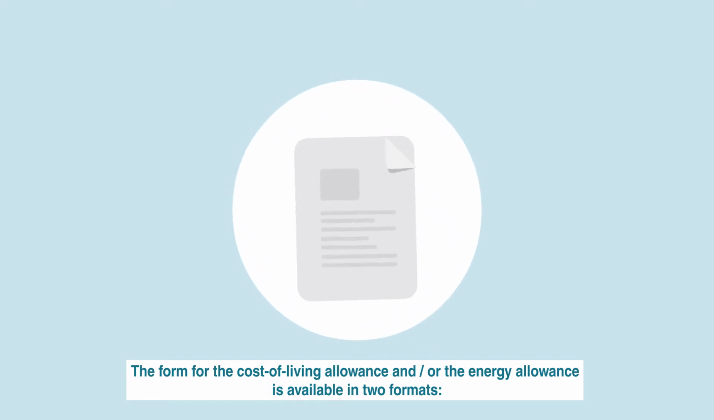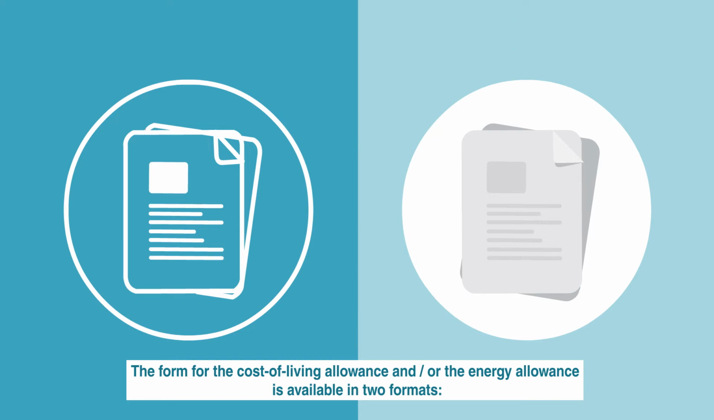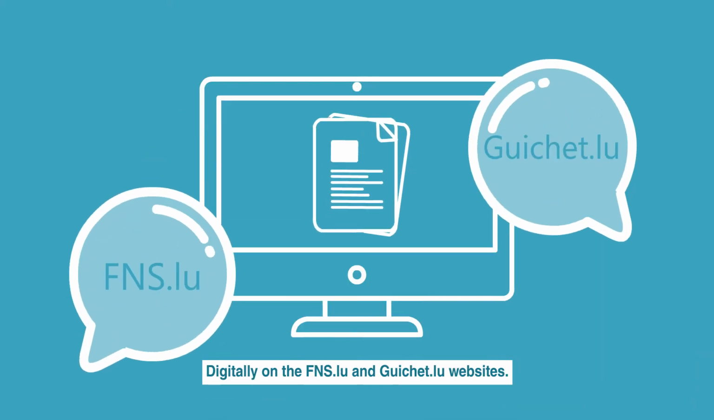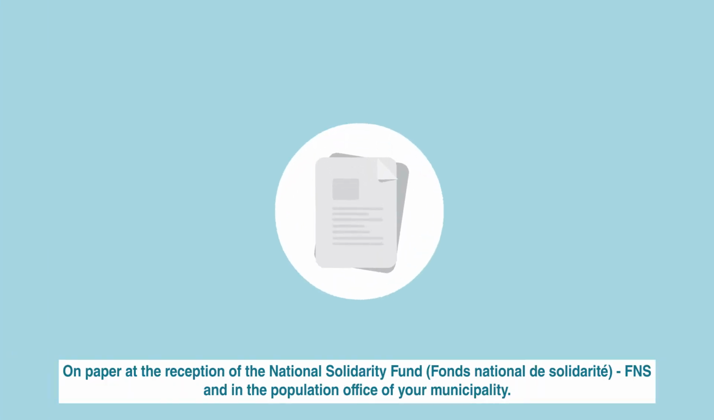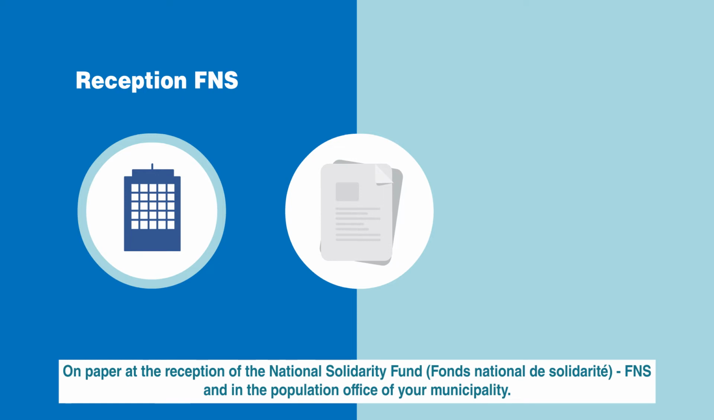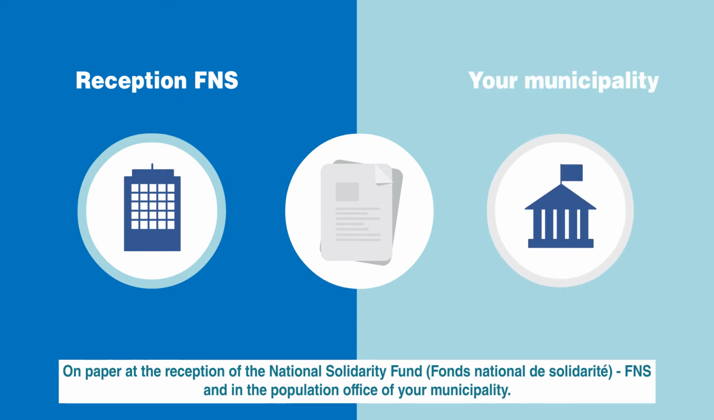The form for the cost of living allowance and the energy allowance is available in 2 formats: digitally on the fns.lu and guichet.lu websites, on paper at the reception of the National Solidarity Fund, Fonds National de Solidarité FNS, and in the population office of your municipality. 3. Fill in the form.